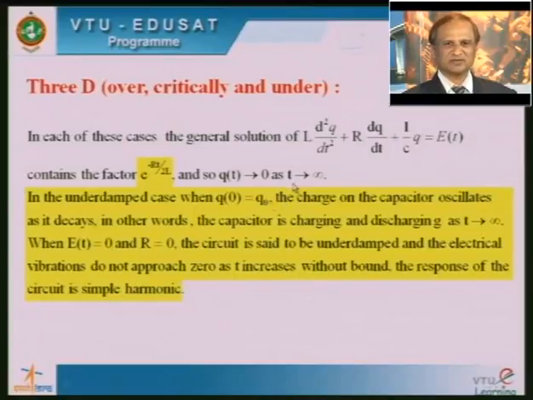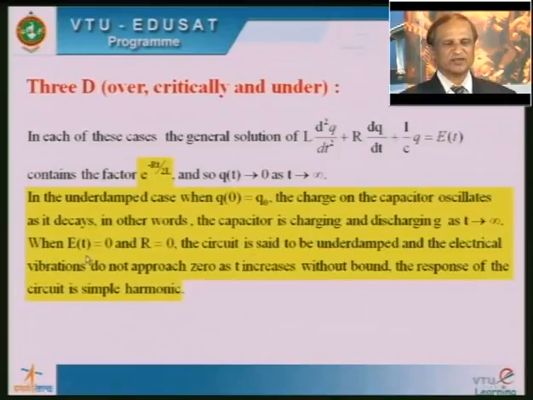It means the spring, how the spring moves in the downward and upward direction, as I have explained in the earlier cases. Exactly in the similar way, the charges may tend to an equilibrium position, right? The charge on the capacitor oscillates and finally it decays. It means it tends to 0, right? In other words, the capacitor is charging and discharging as t tends to infinity.